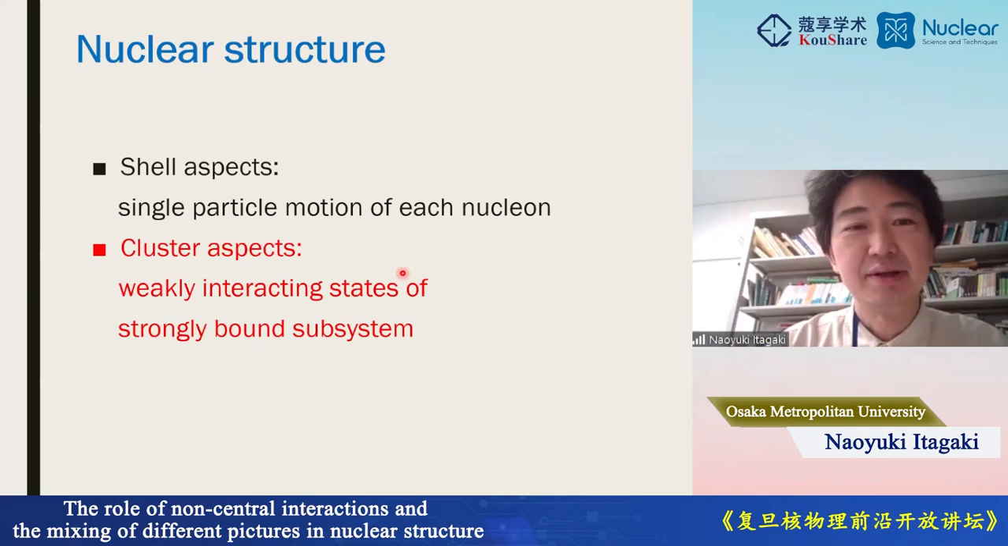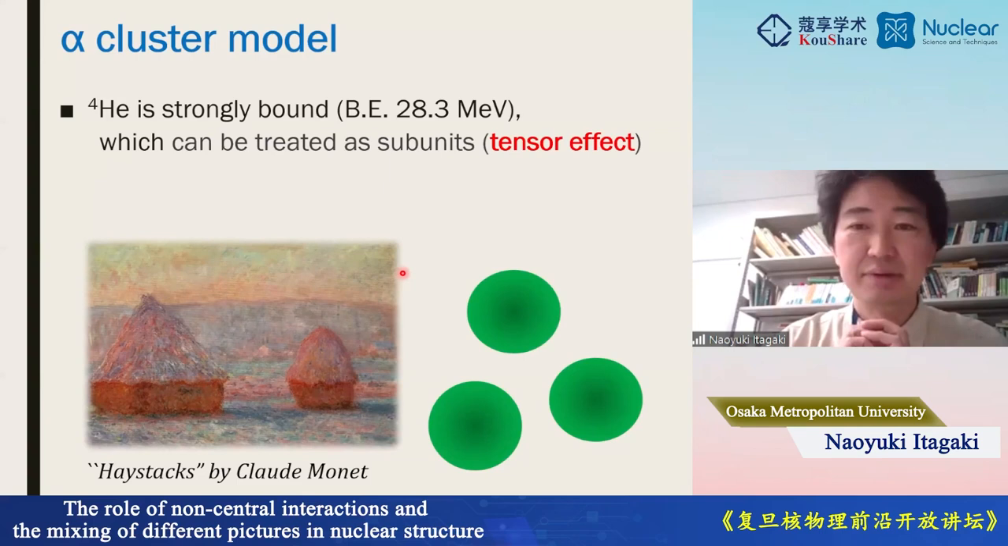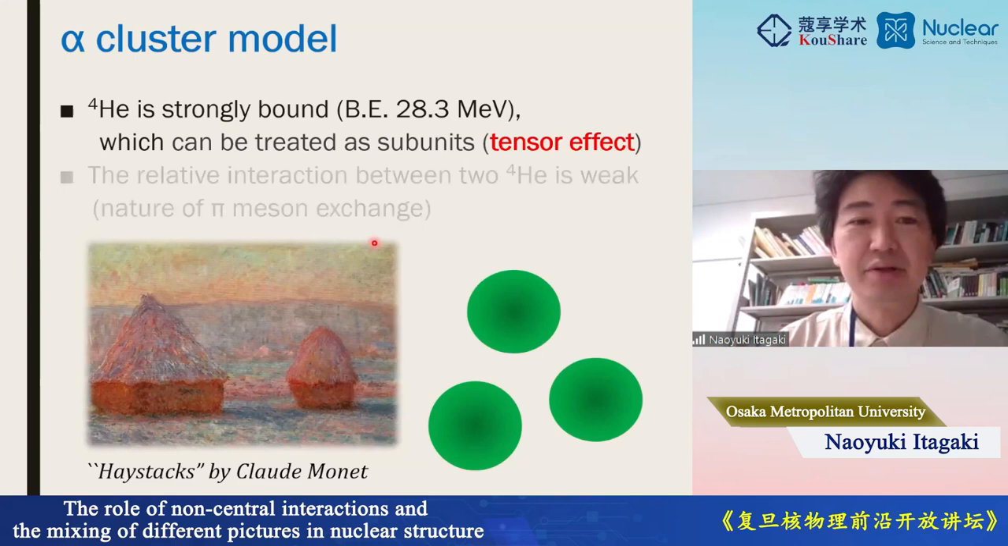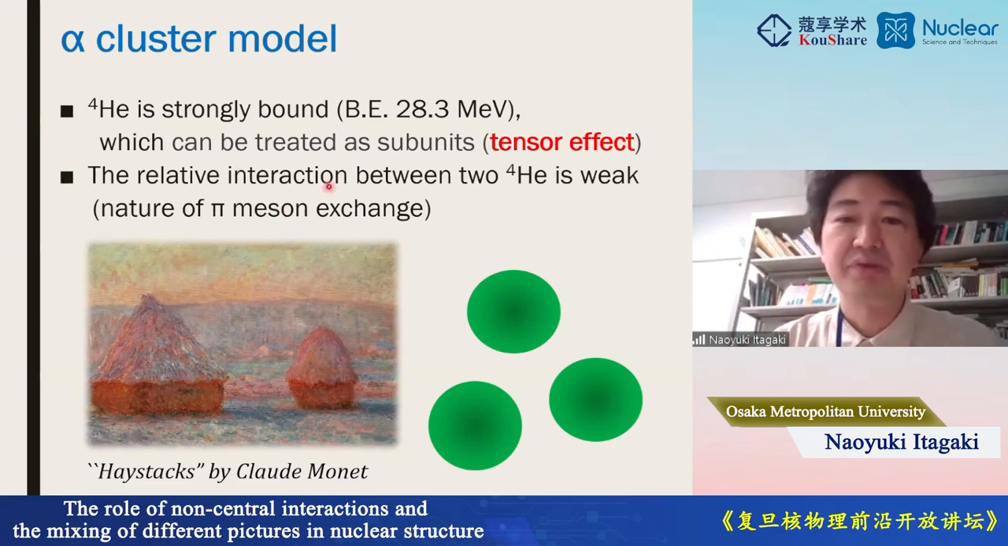The typical cluster is the alpha cluster. Helium-4 is very strongly bound, and actually this is coming from the tensor effect, we know. So that's why this can be considered as a subunit in the nuclear structure. Another important factor is that if we have two helium-4, the interaction between them is weak. So helium-4 is kind of isolated and considered as a subsystem, and that's the alpha cluster model.